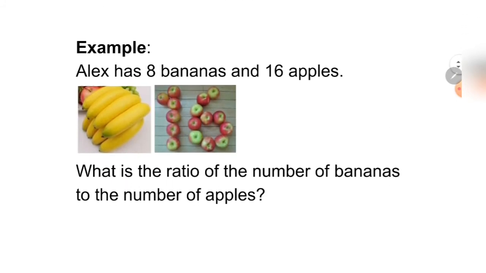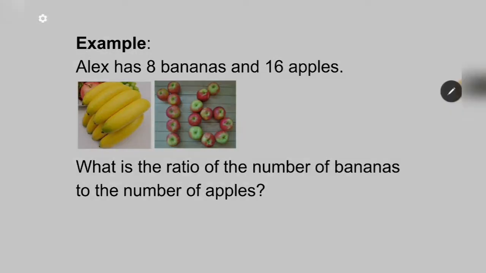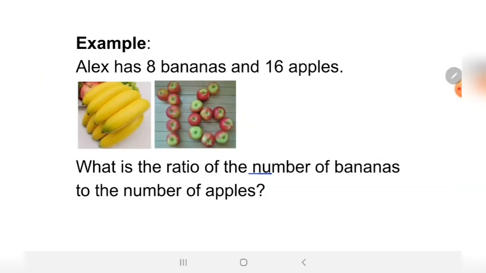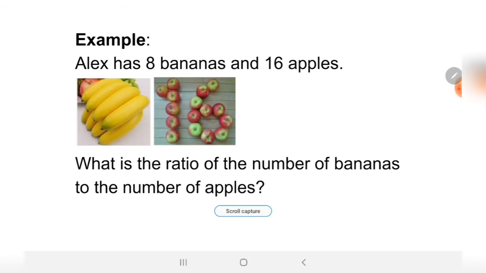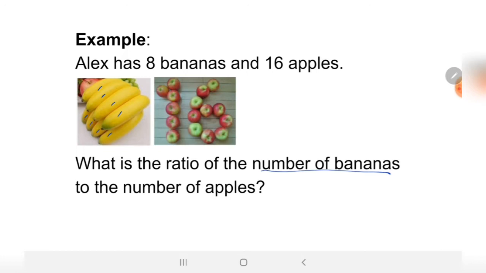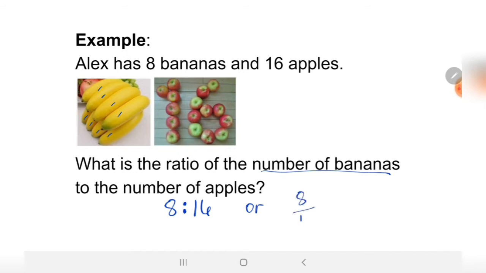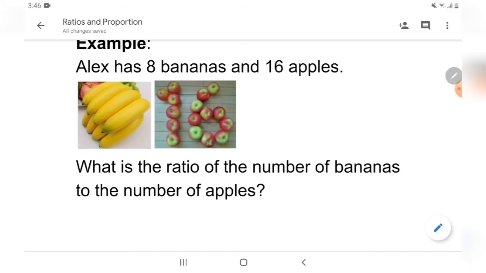Example: Alex has 8 bananas and 16 apples. The question is, what is the ratio of the number of bananas to the number of apples? There are 1, 2, 3, 4, 5, 6, 7, 8 bananas, so the ratio is 8 bananas to the number of apples. How many apples? That is 16. Or we can write that as 8 over 16. So that's it, 8 to 16.